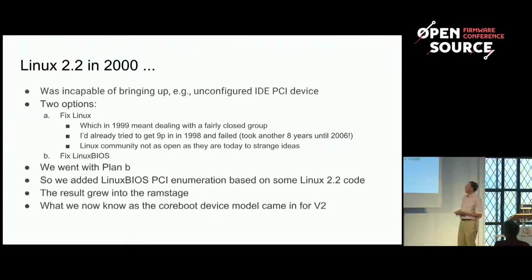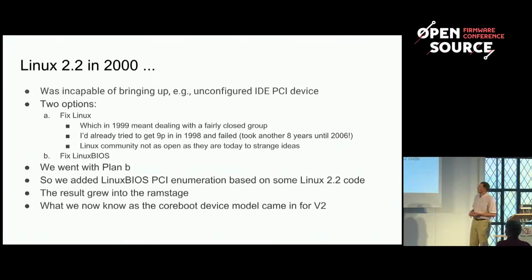And in 1998, I tried to get the 9P subsystem into Linux, and that took 8 years, and I didn't know that in 1999. But they weren't quite as open as they are today. And remember, this is pre-Git, pre-BitKeeper, right? I think they were still shuffling tar files around. I'm not sure. So the second option was fix LinuxBIOS, and I went with Plan B.